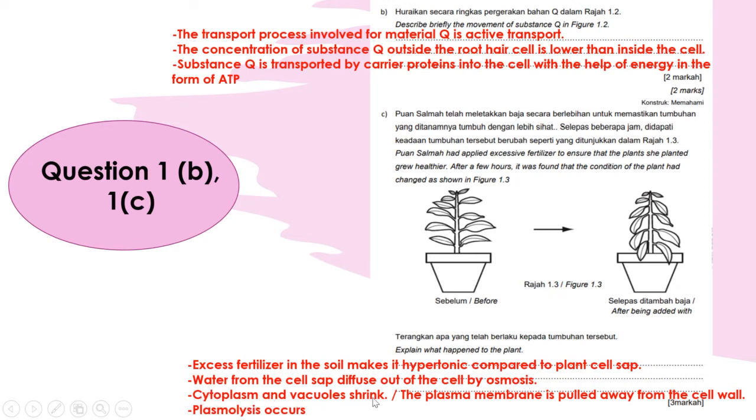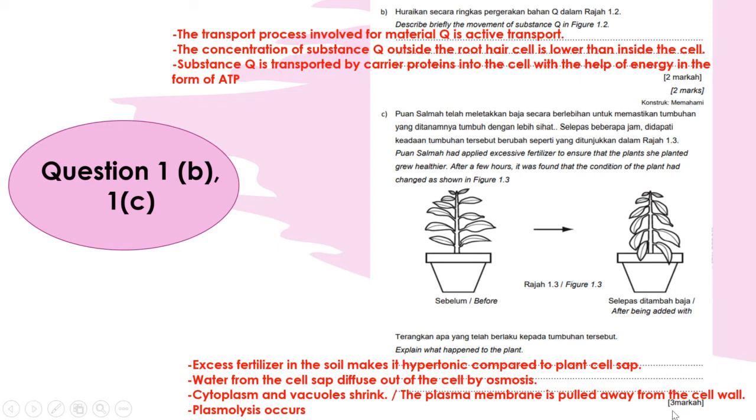The cytoplasm and vacuole shrink, or you can write that the plasma membrane is pulled away from the cell wall. And what happened? Plasmolysis occurs. So that is the explanation of what happened to the plant when Puan Salma applied excessive fertilizer. That is the answer for question 1C.